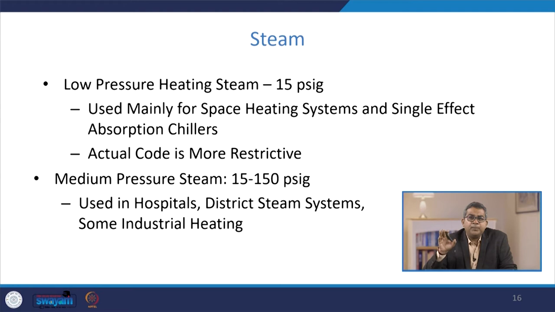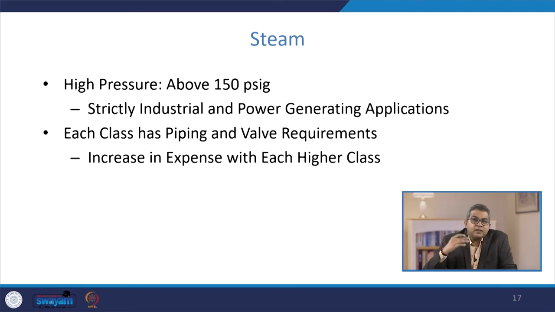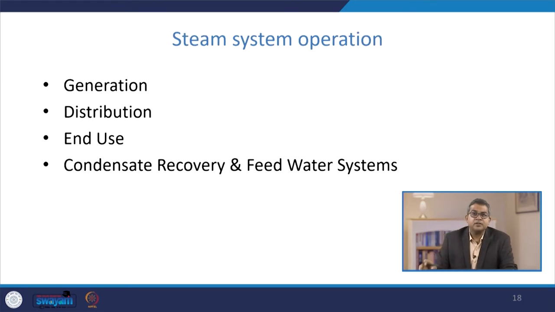Then we may have medium pressure steam, from 15 to 150 psig, basically used in hospital steam systems and some industrial heating. Then there is a high pressure category, which is above 150 psig. This is strictly for industrial and power generation applications. Each class has separate piping and valve requirements. Whenever we go for high pressure steam, obviously the associated expenses go higher, so expenses increase with each higher class of system.